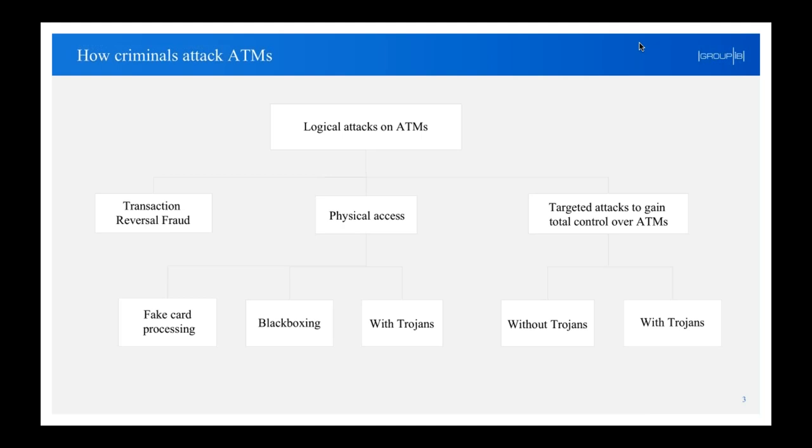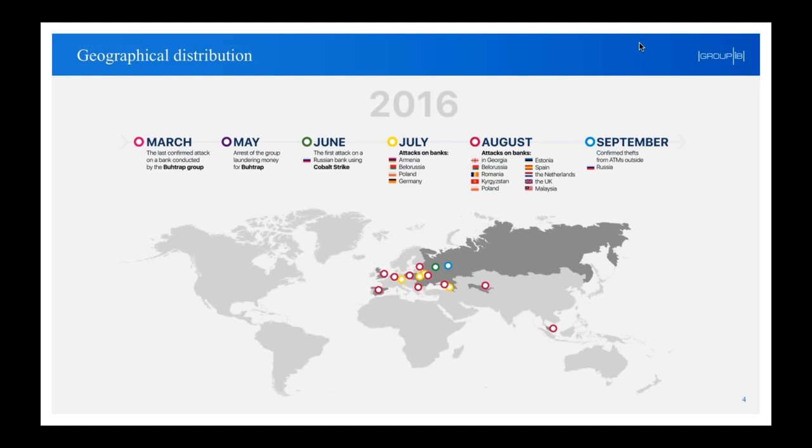There's actually a Russian-speaking cyber criminal group that leaves a sticker as a signature, a picture of a bear as their signature after they gain access to the ATM system. Also physical access with Trojans as well, but again, let's focus our attention on logical attacks and really targeted attacks to gain control over ATM systems, which was really covered by the Cobalt group.